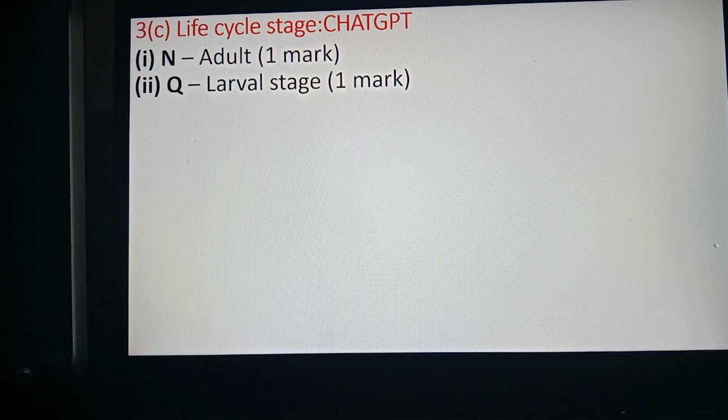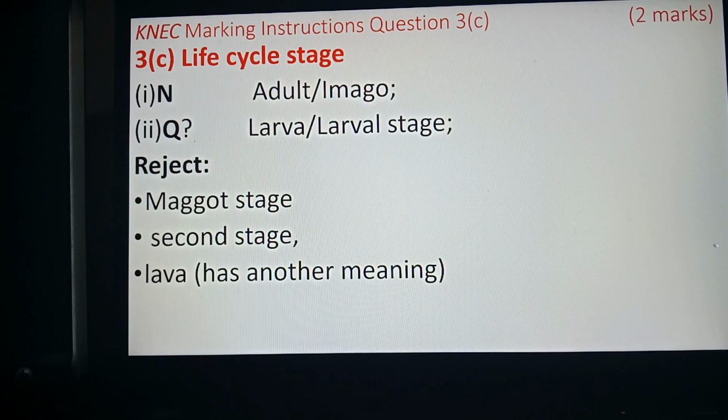And the right answer for that: P is adult, N is adult, and Q is larval stage. For the mark, N is adult, or you can call it imago. Q is larva, or you can call it larval stage. Reject maggot stage or second stage. Reject the word larva without R because it has another meaning in geography. You remember that we have what we call eruption of lava.